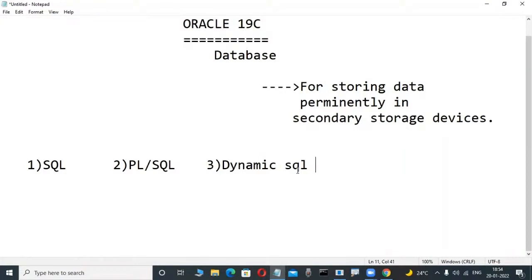SQL is a common one. But the syntaxes are different and also the functions are different. Already I'm telling you.